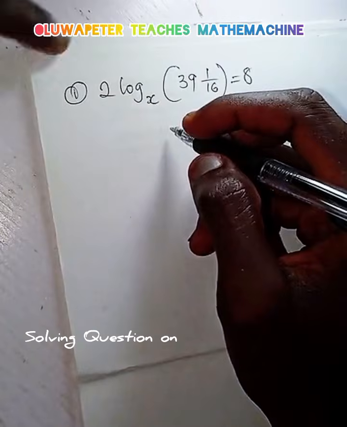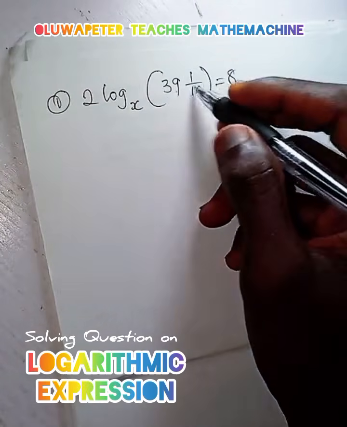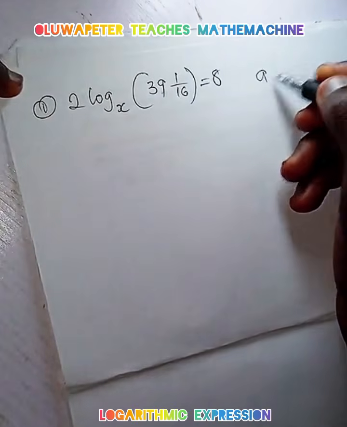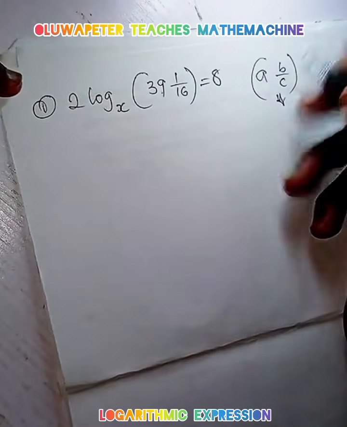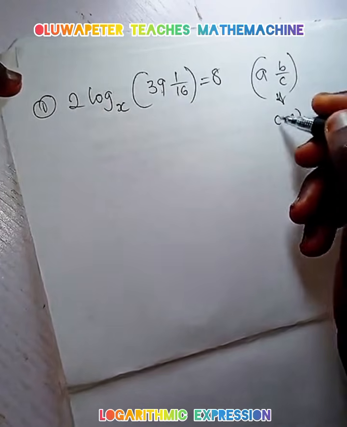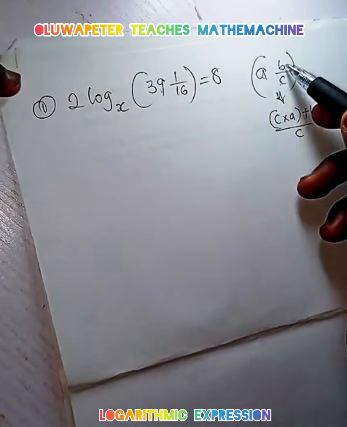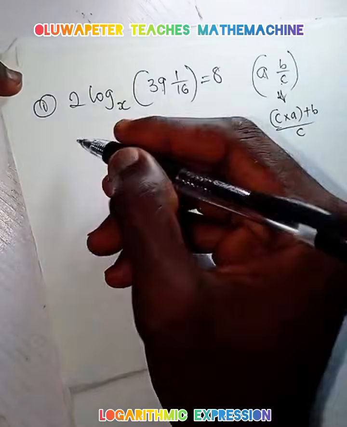So if you are solving this now, what you first need to do is convert what you have here to an improper fraction. How do we do that? You use this way, like when you have a b over c. So what you do for this now to convert to improper is saying c times a plus b over c. So I multiply these two, c times a plus b over c. So that will give me what I'll be having here. So now this one will be giving me.